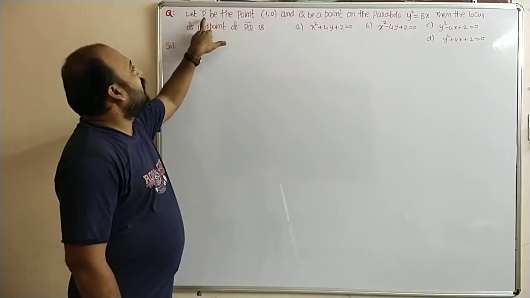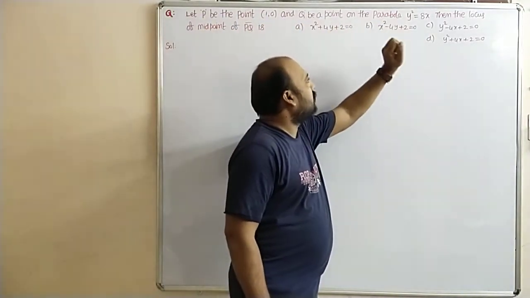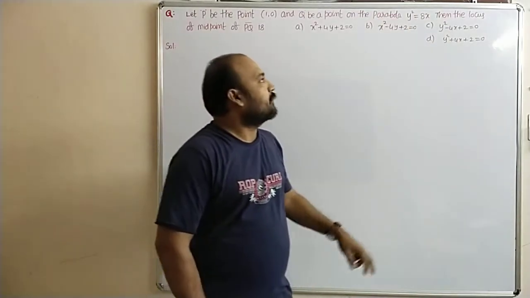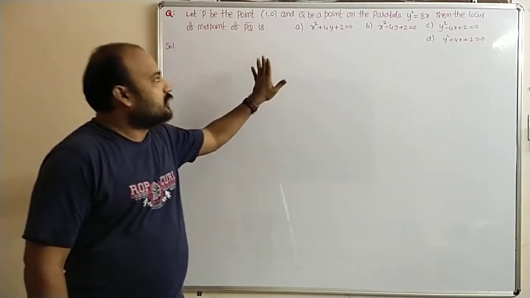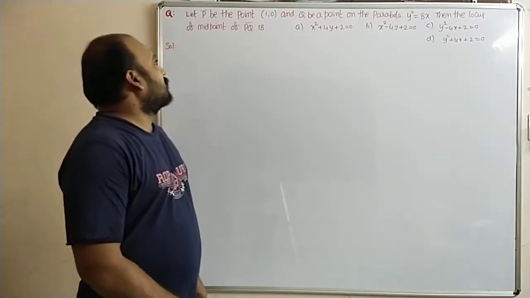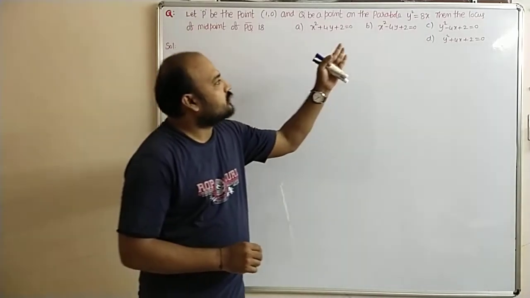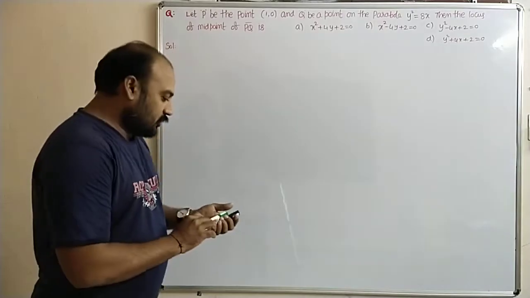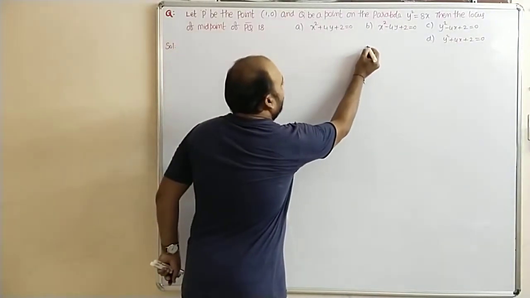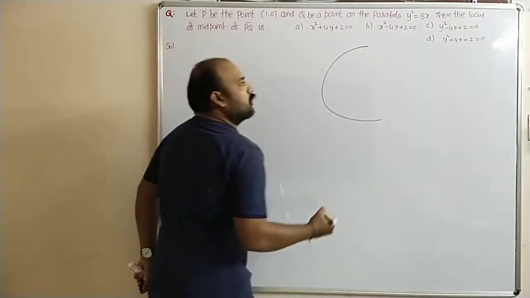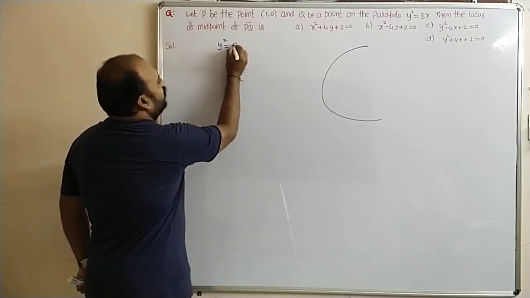Let P be the point (1, 0) and Q be a point on the parabola y square equal to 8x. Then the locus of the midpoint of PQ is, these are the options. So first, P is a given point, that is (1, 0), and the parabola is y square equal to 8x. So here y square equal to 8x, we know how the diagram will be. This is y square equal to 8x.